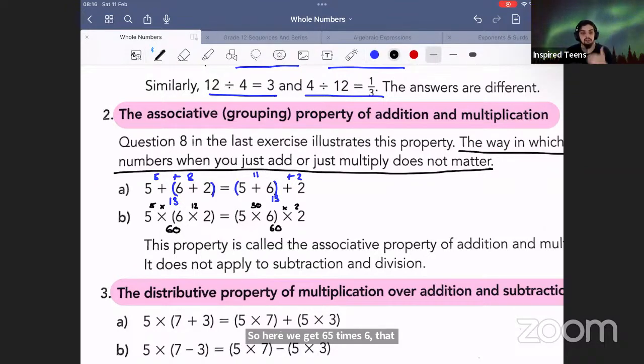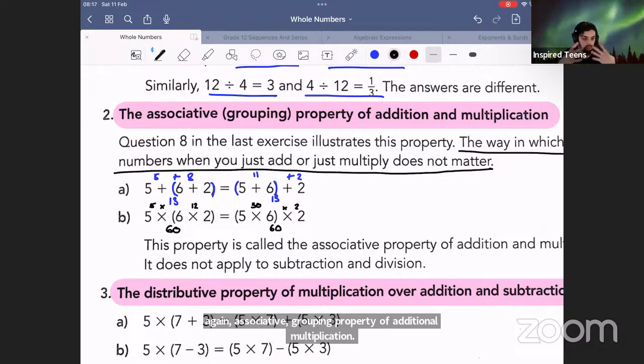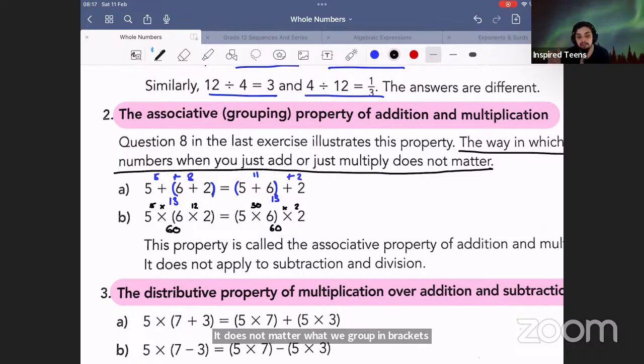So again, associative grouping property of addition and multiplication. It does not matter what we group in brackets. We will get the same answer, provided that we only have addition or only have multiplication.